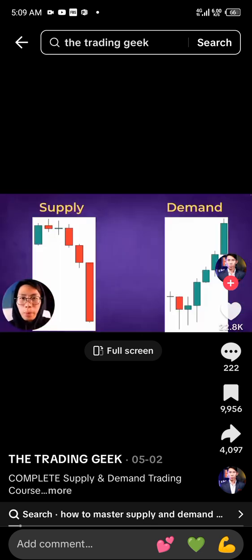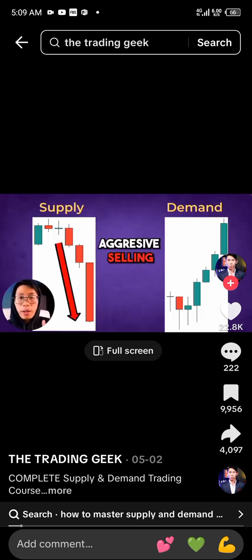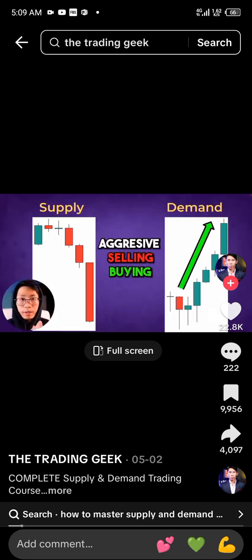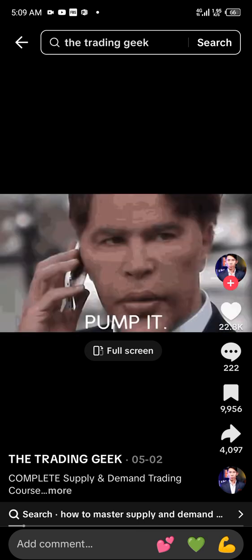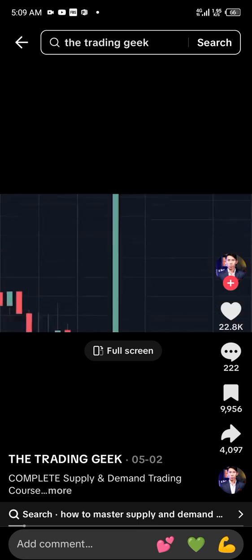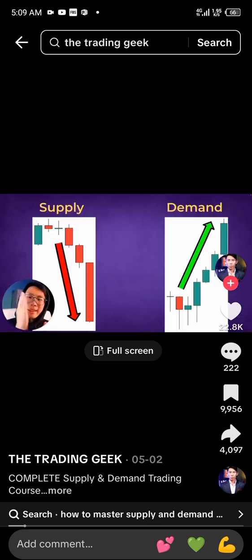So what is supply and demand? Supply and demand is basically aggressive selling and buying. That's it. We want to see aggressive buying and selling because this tells us that all the big boys like big banks and institutions are entering into the market and pushing the market in that direction.